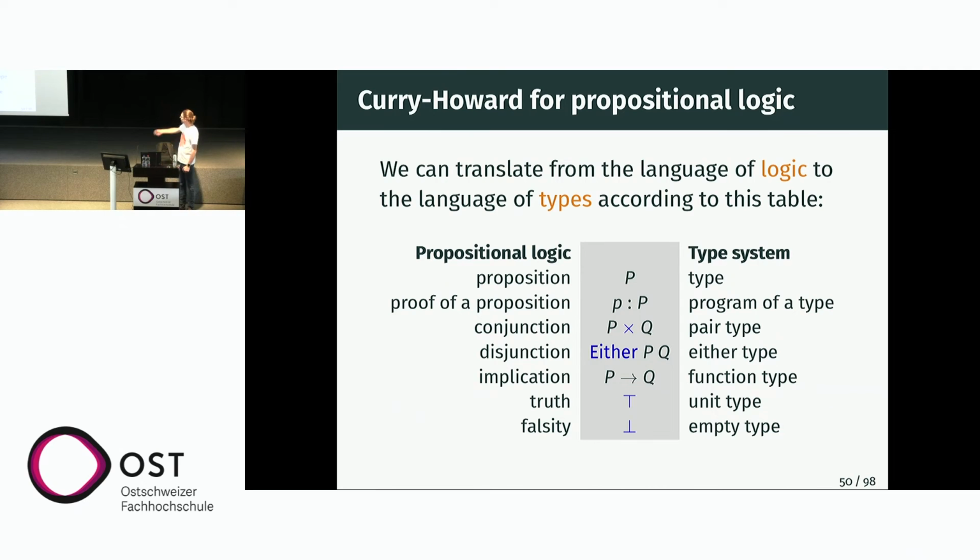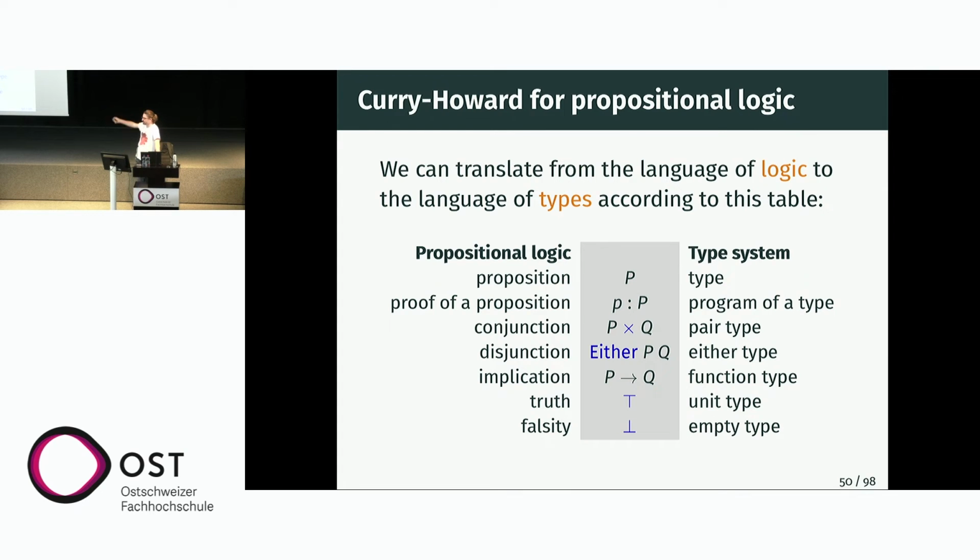And that gives us a nice translation between the world of propositional logic and the world of type systems. Each proposition corresponds to a type, and each proof of a proposition corresponds to a program of the type given by the proposition. Conjunction corresponds to the pair type, right? We call it P times Q.